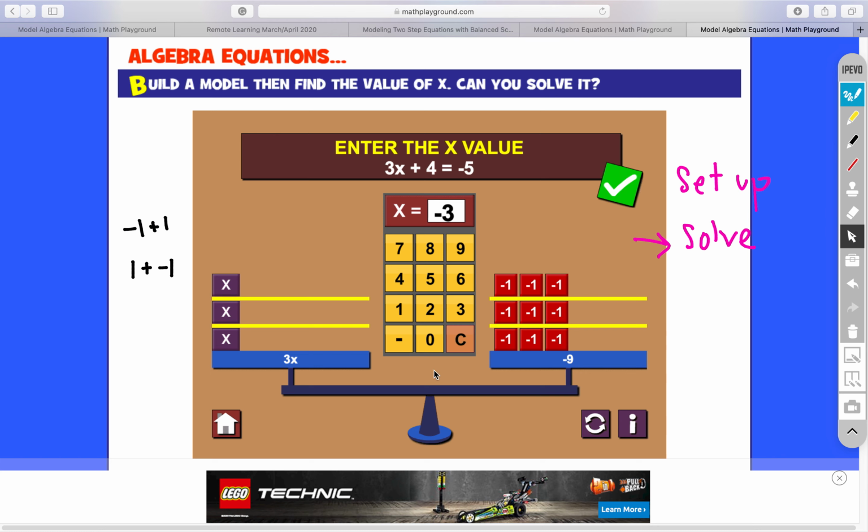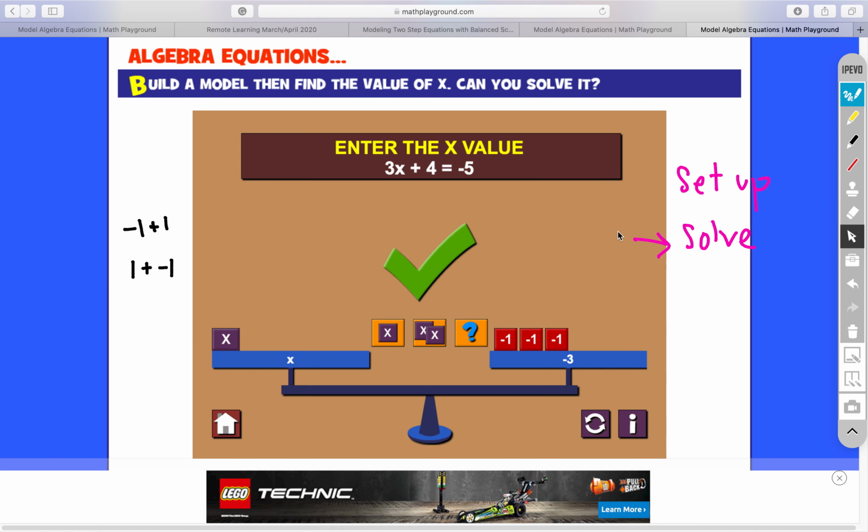This is the little place where you input your solution. You'll click this button for negative, and then you'll click the 3 for negative 3, and you are finished. You want to click the green arrow, and you'll see a big check mark that you did it correctly. Okay.